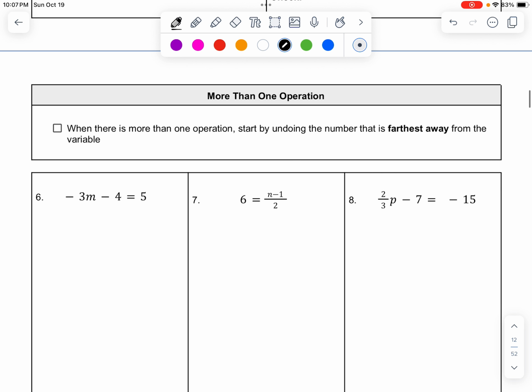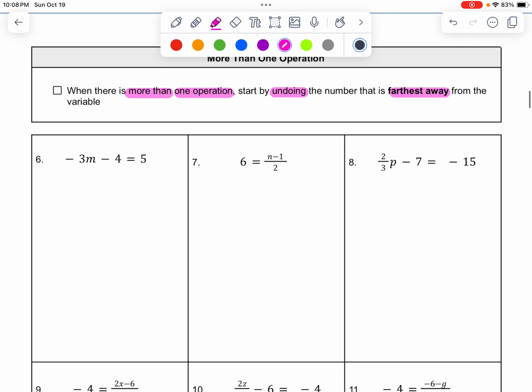Last but not least, we're going to talk about what to do when there's more than one operation. So when there's more than one operation or number by the variable, what you have to do is start by undoing the number that is farthest away from the variable first. So you start far away and you work closer.